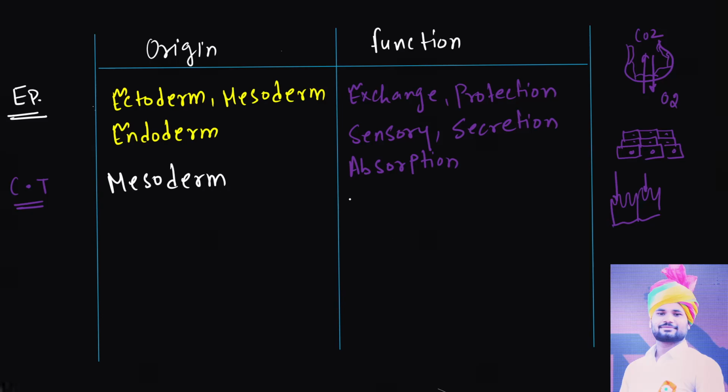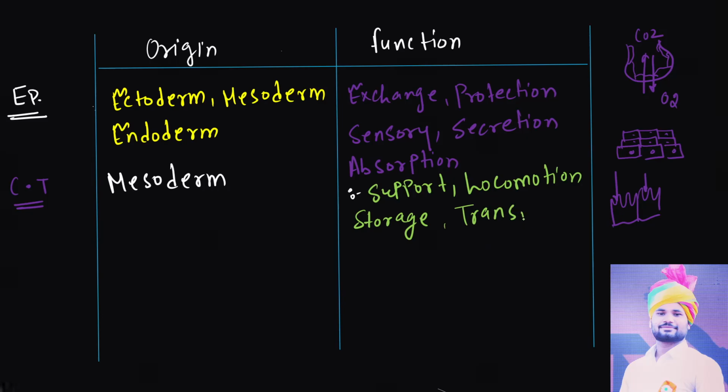It has many functions, but mainly, if I talk about bones, what is the function of bones? To support the body. The skeletal system provides support. It helps in locomotion, and certain types of connective tissue, let's say adipose tissue, help in storage of substances. We'll talk about it exactly, but there are many functions: support, locomotion, storage, and transportation also. Blood and lymph help in transportation of substances and gases. Okay, everyone, so it is mesodermal.